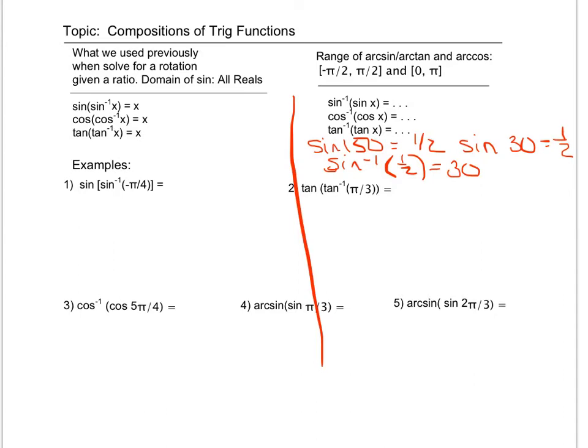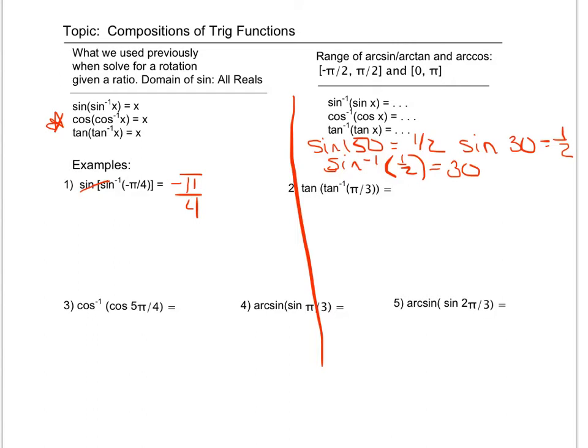So I see on example 1 that sine inverse is asking me for a rotation. So what rotation gives me this point, gives me this y value? Well, that's not on my unit circle, so I can go to my calculator. Except that I notice that whatever this gives me is going to be within the domain of sine. Since whatever this gives me is in the domain of sine, and I don't have any range restrictions, as long as my answer is within -1 and 1, and negative pi over 4 is between -1 and 1, these are going to cancel out, and I'm just left with negative pi over 4. It's this first situation here.